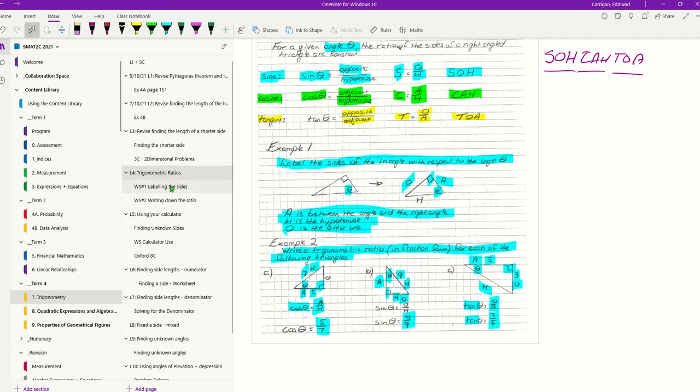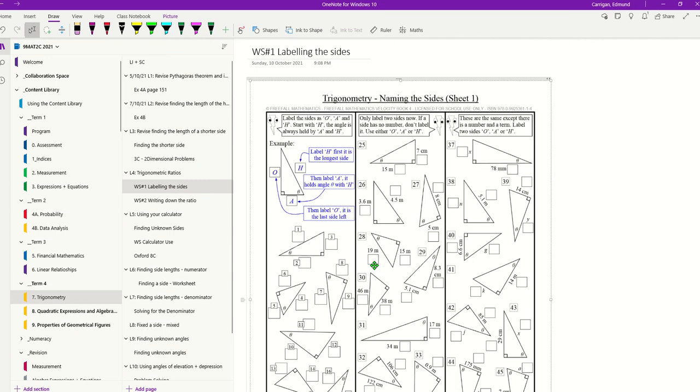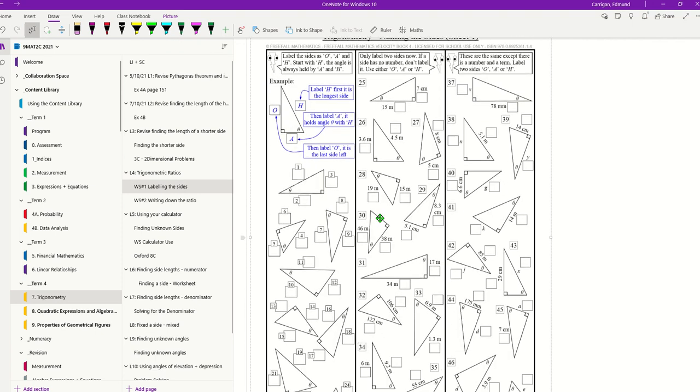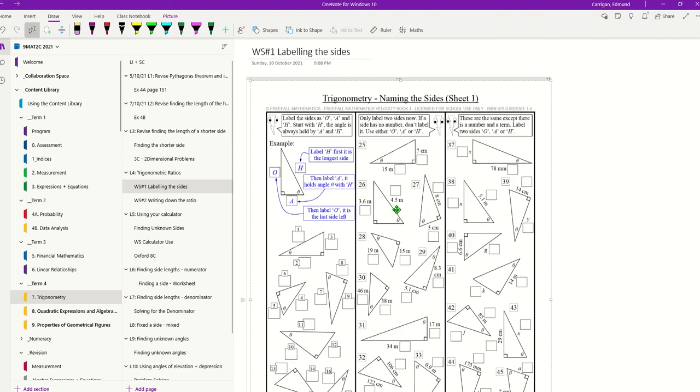So today what you're going to do is you've got 2 worksheets here. This one here, you're just going to go through and keep putting O and A on them all. You don't even have to put the H on by the looks of it. Some of them here, you do have to put the H on. Other ones have already.